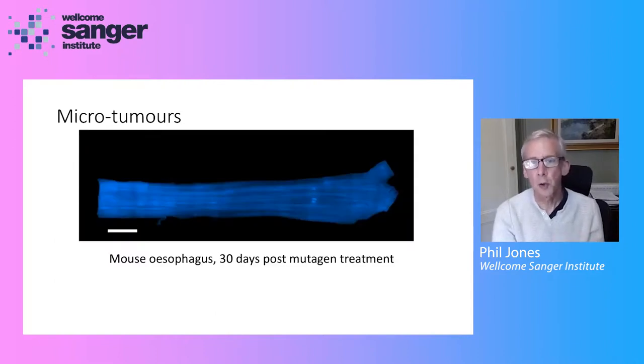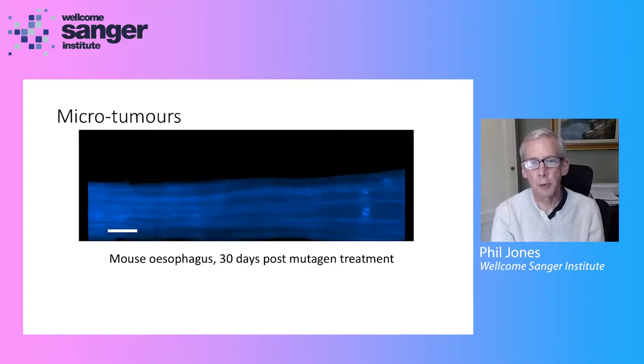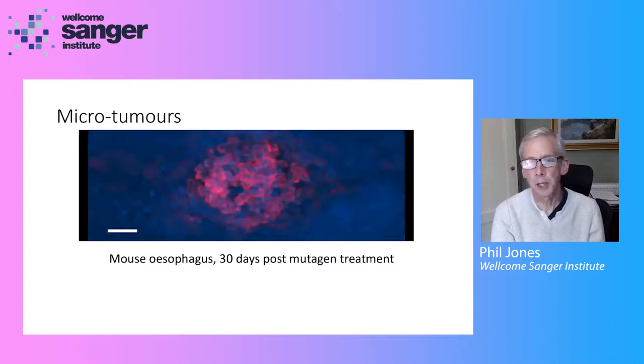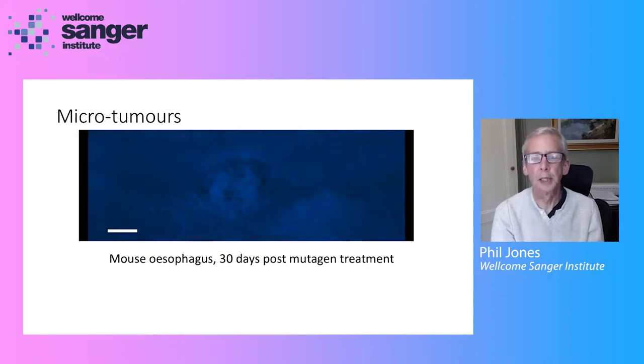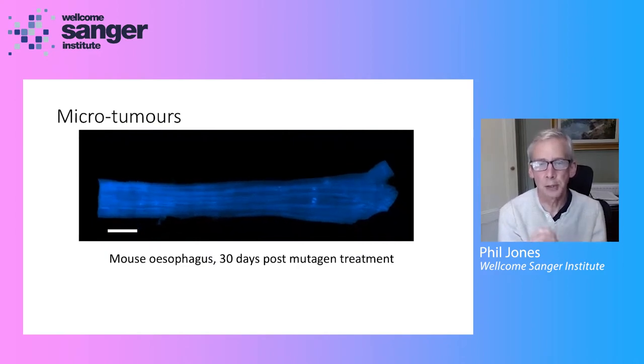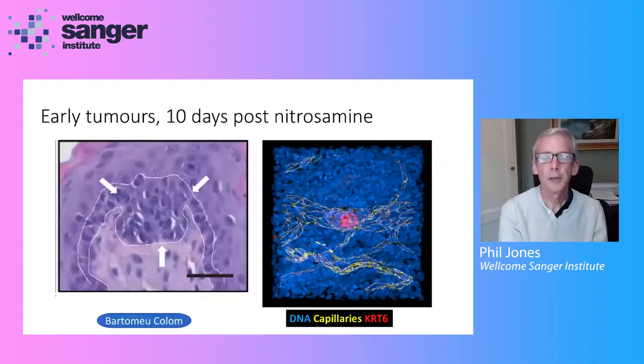One of the advantages of the sort of approach we have is looking at the whole tissue in the esophagus in great detail. And this is very useful for studying early events in cancer formation. So this is an example I'm going to show you now of what we call a microtumour. This is far too small to see by the naked eye, might have 50 or 100 cells in it, and it's stained red here. We image the entire organ and can find dozens or hundreds of these very small tumours after mutagen treatment.